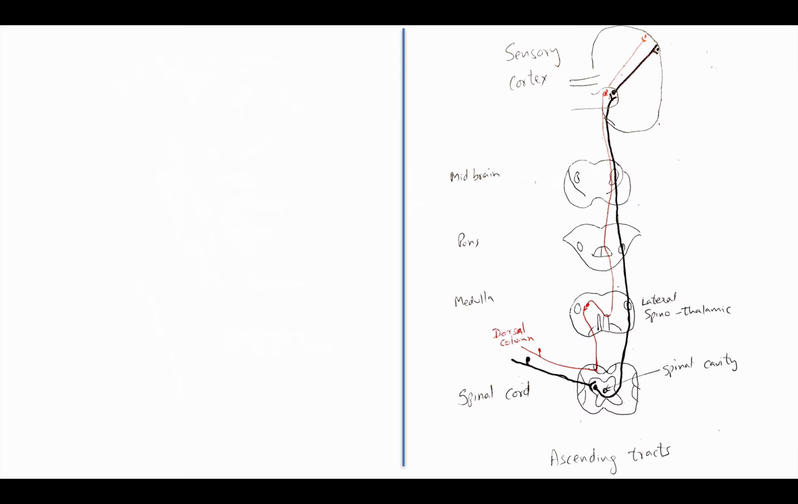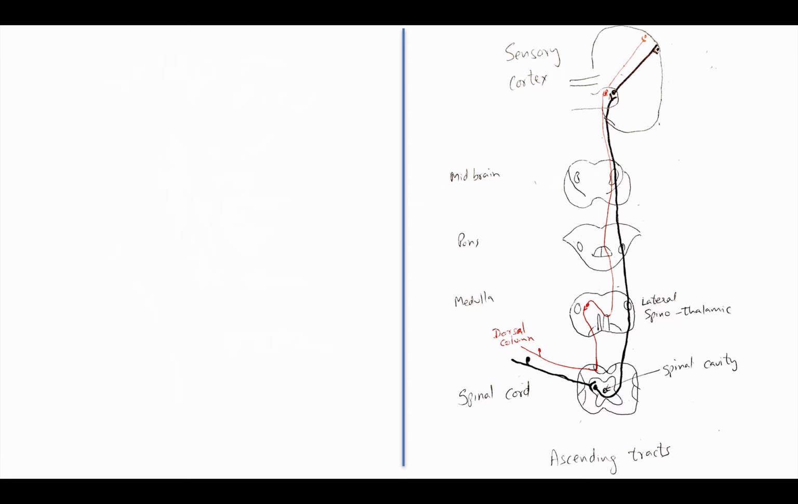Looking at the sensory tracts, there are two types. The one shown in red are not affected. These are the dorsal column, and dorsal column carries sensation for pressure, joint position, and vibration. These sensations are intact in patients with syringomyelia.